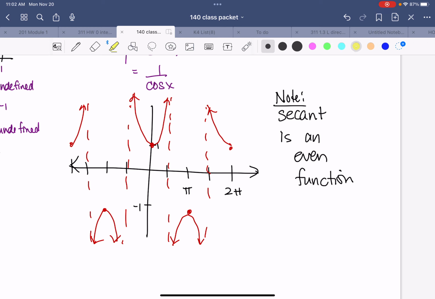And its amplitude, we don't talk about amplitude because the arrows go up to infinity. But you can talk about the period. We've got to go from 0. We need this piece, these pieces, and this piece. So the period here is 2 pi as well.